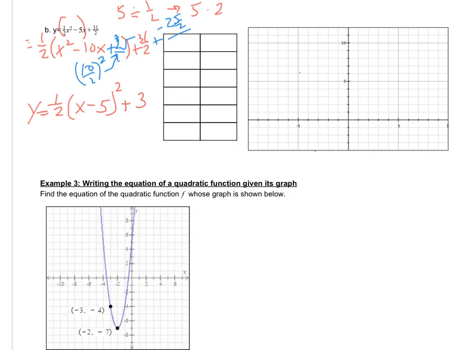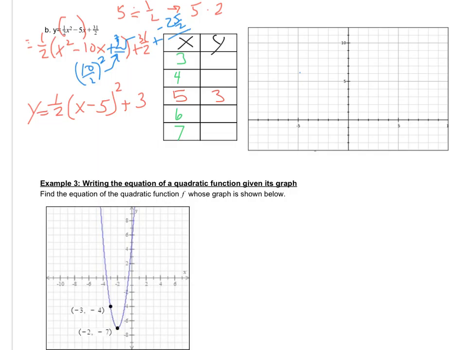That leaves me with my vertex. My vertex is going to be 5 and 3, and I'm going to put that directly in the middle. So 5 and 3, remembering that in my table this is x and this is y. Then what I want to do is get some other numbers in my table, 2 on either side of my vertex. So I'm going to go down 4 and 3, and then I'm going to go up 6 and 7. What I want you to do is try to fill in the table for y.